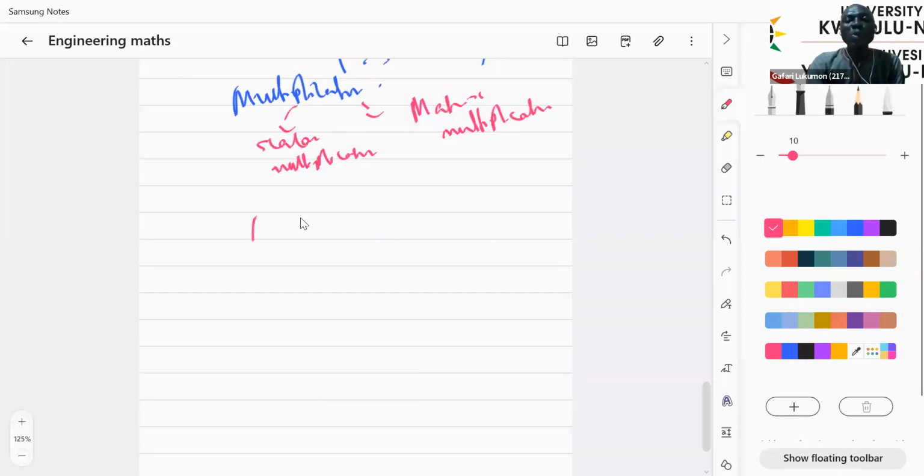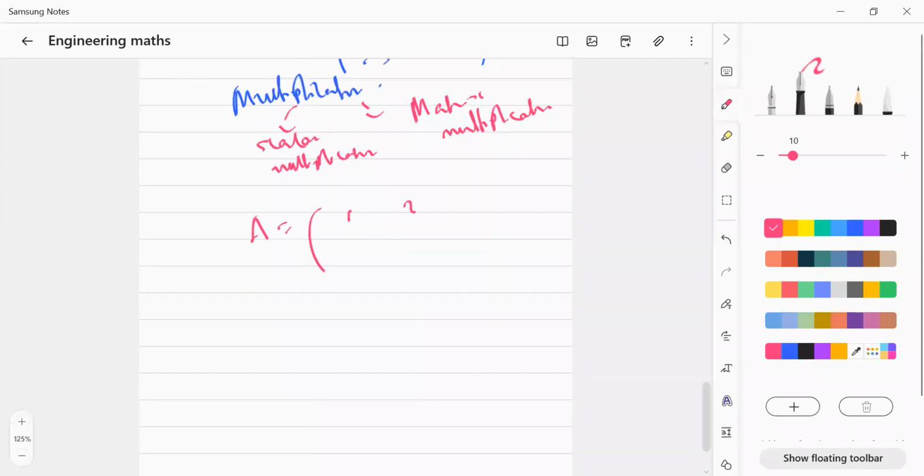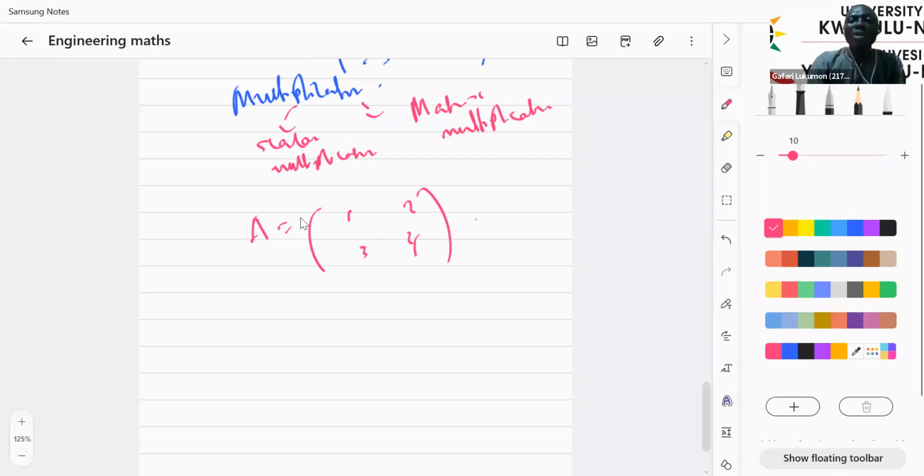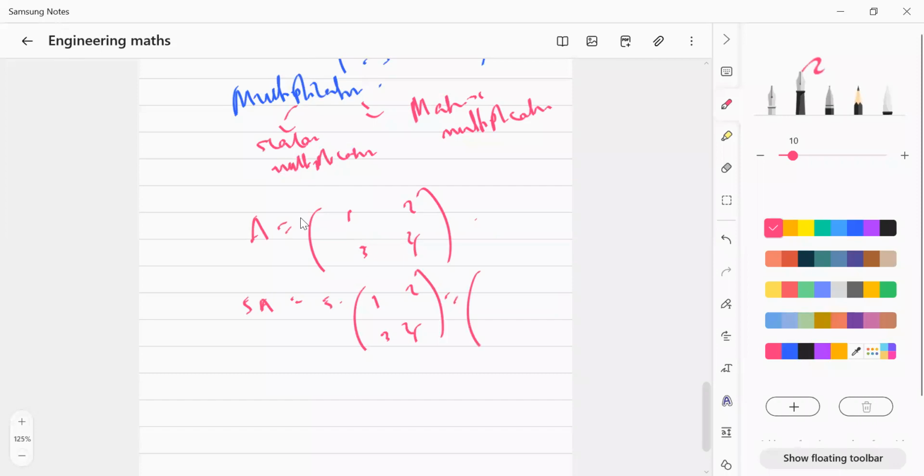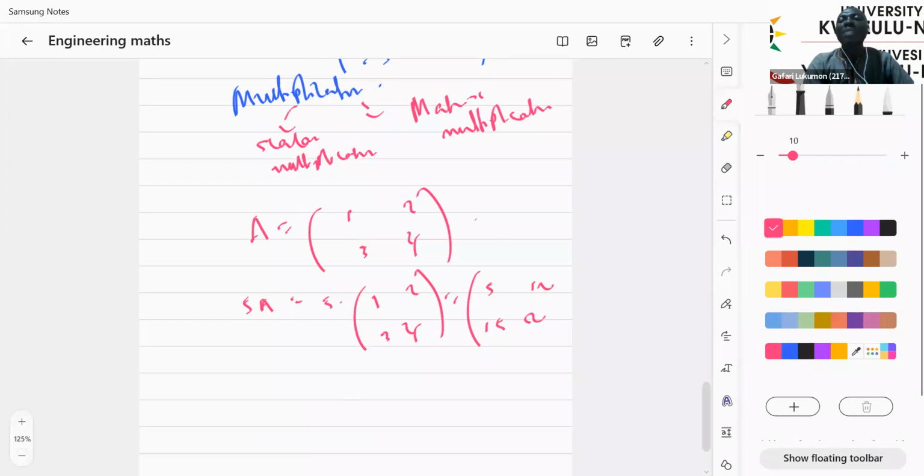For example, again, if my matrix A is 1, 2, 3, 4, and I now ask you to find 5A. This 5 is a constant. We call it a scalar. So you can multiply a scalar by a matrix. Then I'm going to have 5 multiplied by 1, 2, 3, 4. And that's going to give me what? 5 times 1, that is 5. 5 times 2 is 10. 5 times 3, 15. 5 times 4, that will give you 20. I hope you understand now. So that is for scalar multiplication.